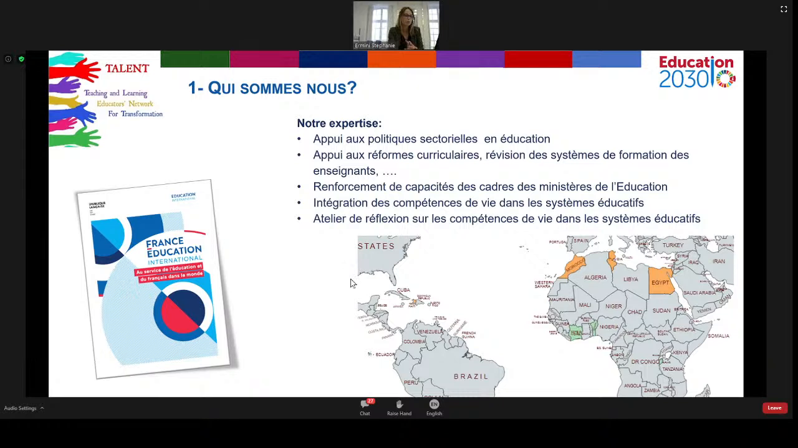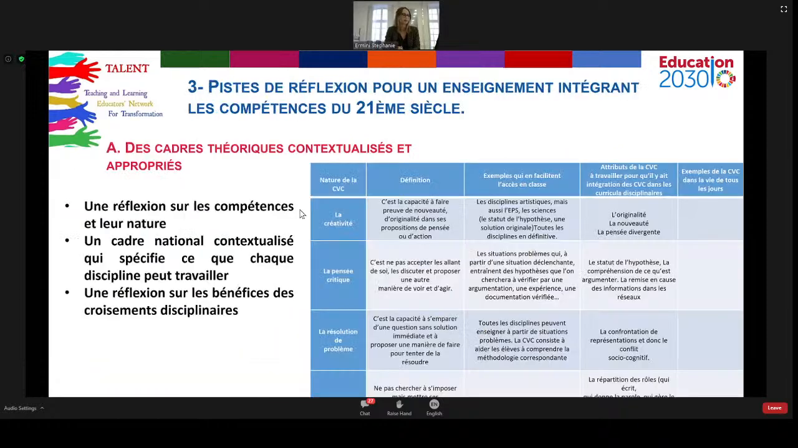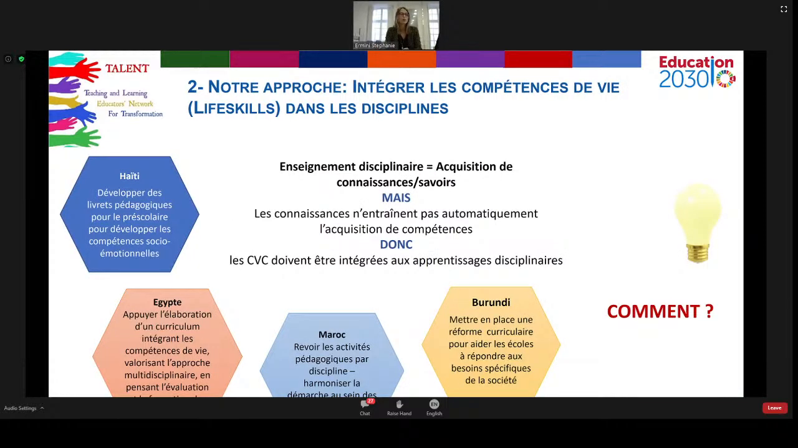Since 2017, together with UNICEF, we have more specifically carried out different projects dealing with the integration of life skills into education systems in Tunisia, Egypt, Burundi, Djibouti, Morocco, Haiti, amongst others. In September 2019, in our facilities, we organized a workshop on these life skills, and we brought together different international organizations. Our approach and our idea is to improve the capacities of the different players so as to integrate these life skills into their subject matters while contextualizing the different approaches.